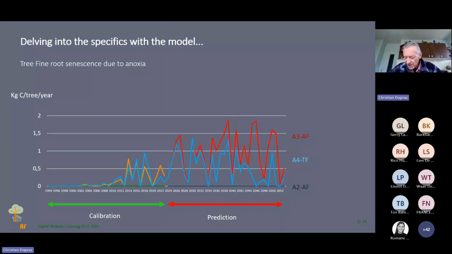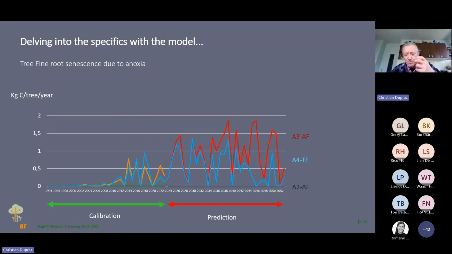Anoxia is the fact that some oxygen is missing when the soil is filled with water. And this has a big importance because it kills the fine roots of some trees, like walnut trees. And this factor modifies a lot the behavior of the tree that is forced to regrow new roots the next year, and this changes the growth of the tree.